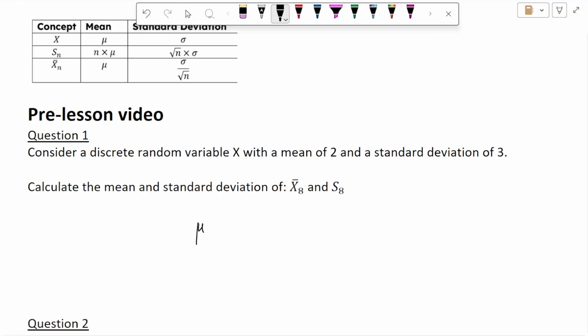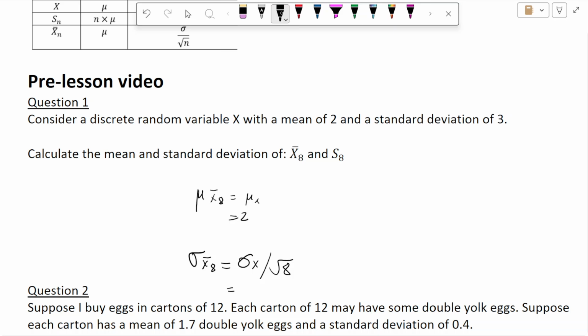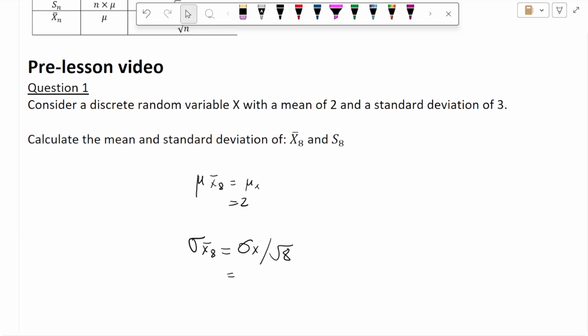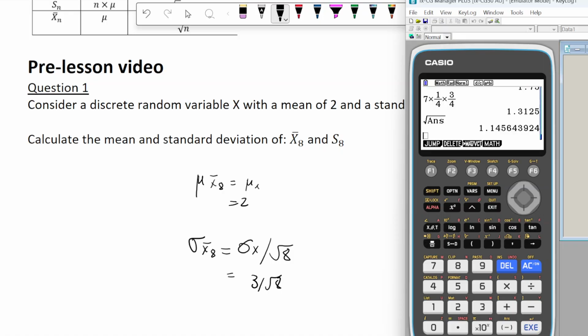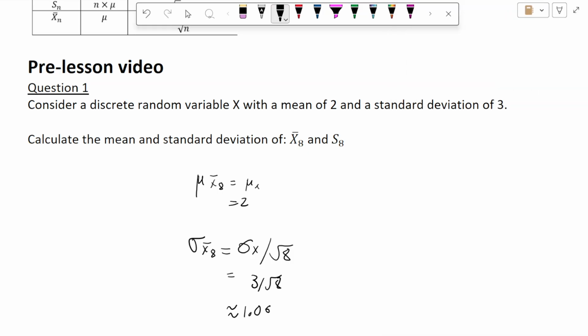So the mean of x bar 8 is the same thing as the mean of x, which was 2. And the standard deviation of x bar 8 is the same as the old standard deviation over root 8. And if we work that out, let's see, that would be 3 over root 8. And then we can just chuck that into a calculator and get our answer. All right, 1.06.